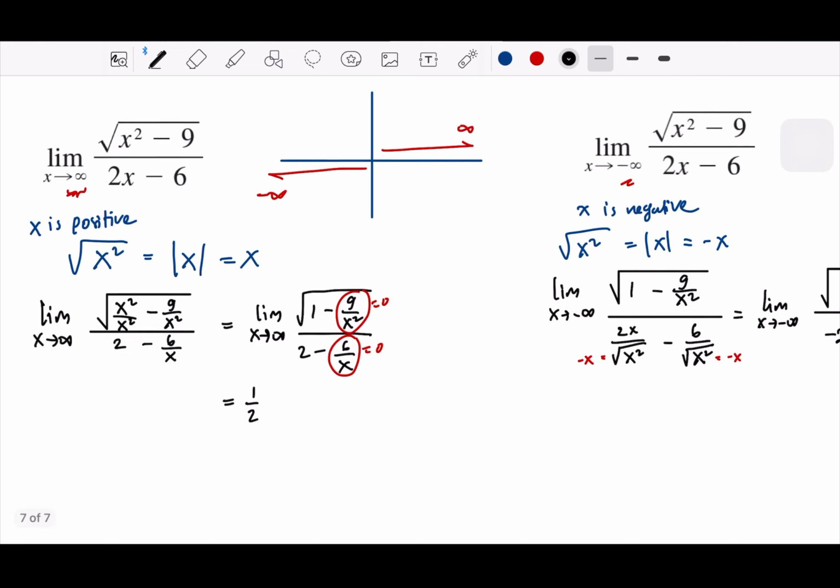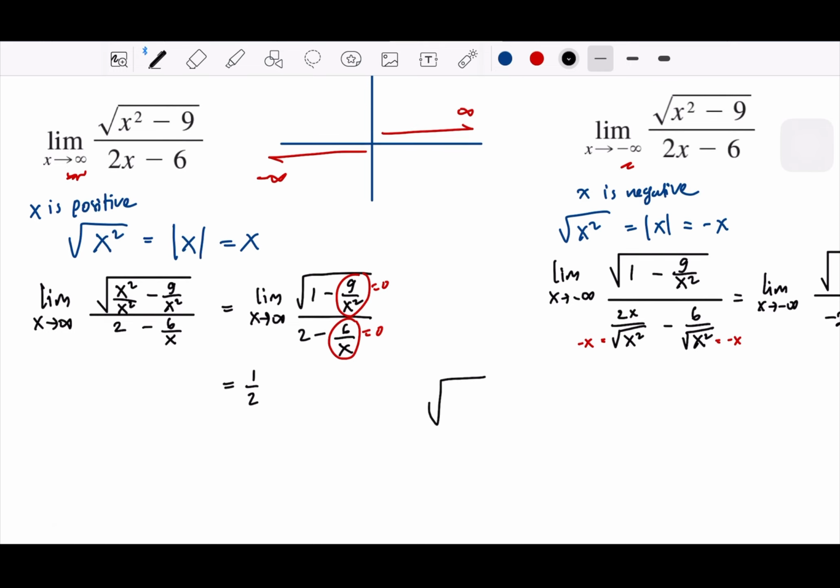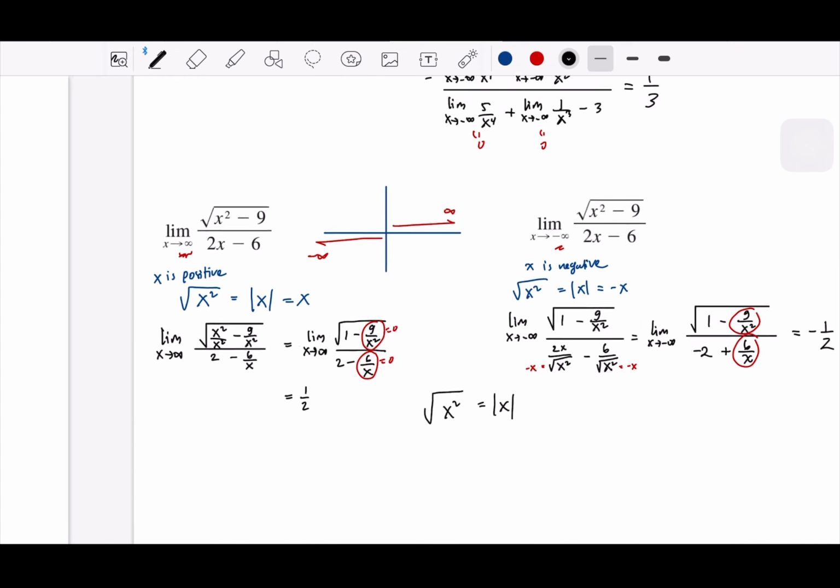And always remember that when you have the square root of some x squared or any polynomial degree inside, please be mindful of what possibilities we are going to have. This is actually the absolute value of x, right? It can be positive, it can be negative. It depends on the conditions, okay?